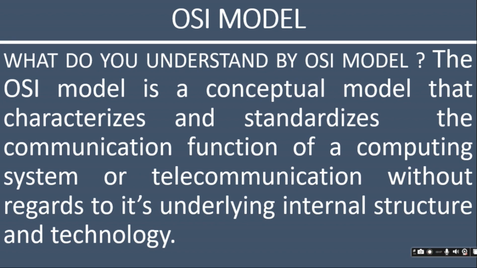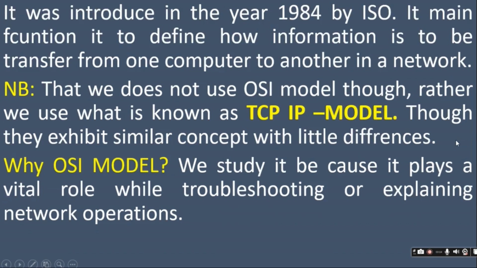Now, since that is understood, let's look at how OSI came into existence, how it was introduced. Now we'll move to the next slide. It was introduced in the year 1984 by the International Standard Organization, ISO. Its main function is to define how information is to be transferred from one computer to another in a network.